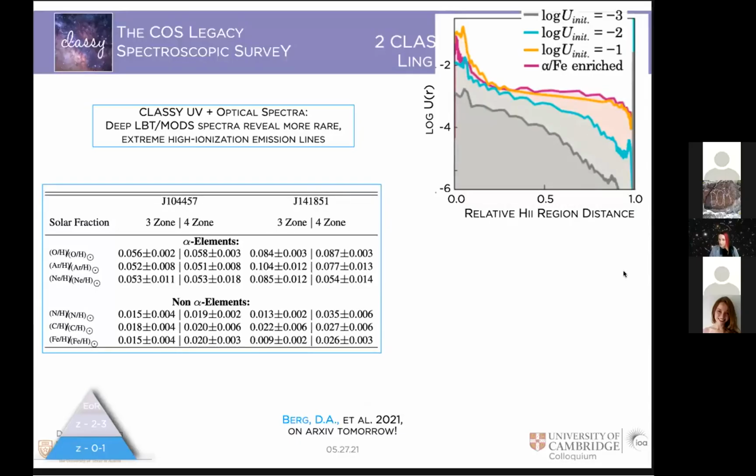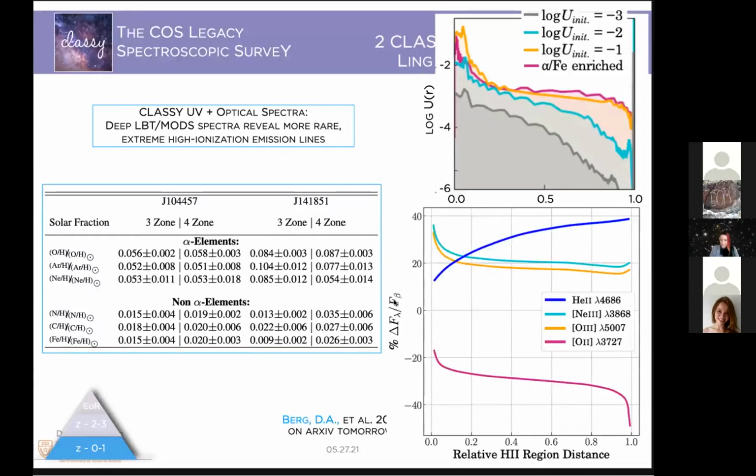And so how does this affect the emission line ratios that we actually observe? Well, relative to H beta, the increase, for instance, in helium-2 emission that you get from an alpha to iron enriched model compared to normal can be between 10 to 40%. Whereas things like your oxygen-2 actually declines quite a bit.